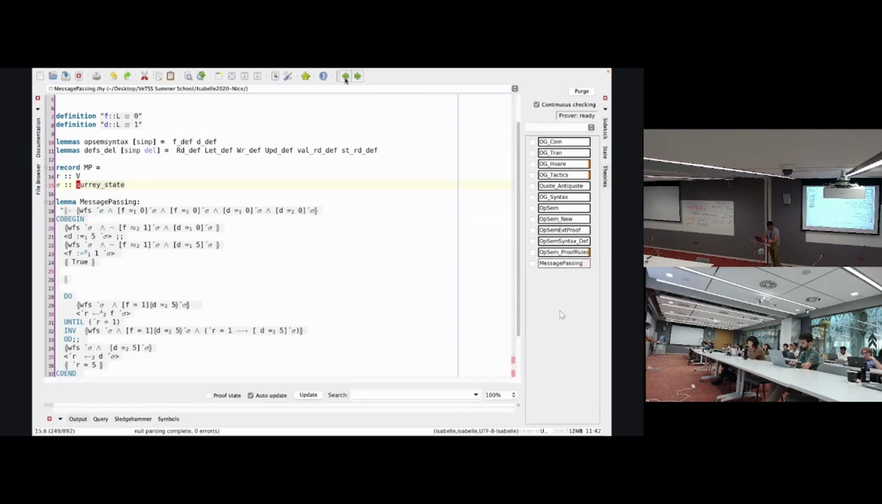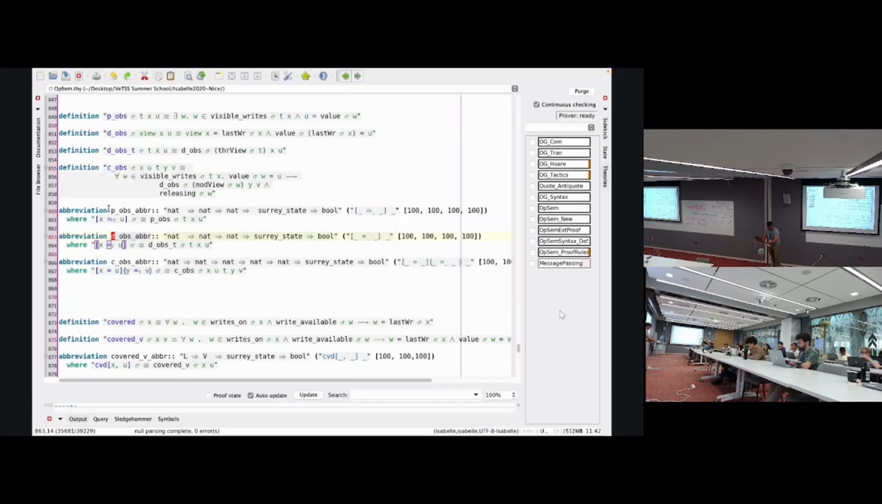That's disappeared all of a sudden. Now this is the definite observation property, this one here, the square brackets. Okay.